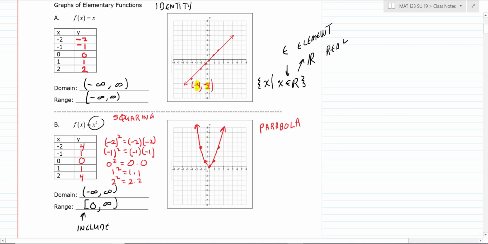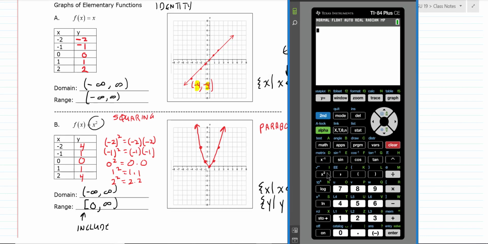If you wanted to write these things in set builder notation, again, you would say the set of x such that x is a real number would be your domain, and then for your range, you would say the set of y such that y is greater than or equal to 0. Okay, so you want to be able to write that in both ways. All right, and you want to be able to construct these things very quickly. These things can also be done very easily on your graphing calculator, but you want to be flexible when you do this.